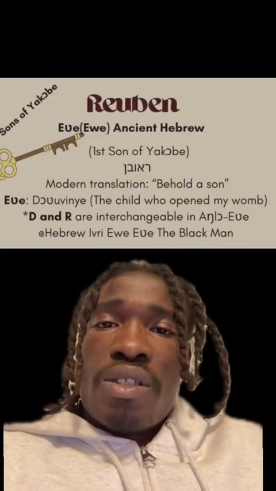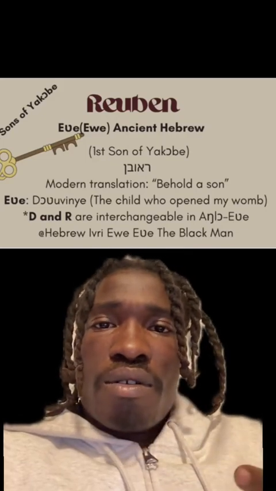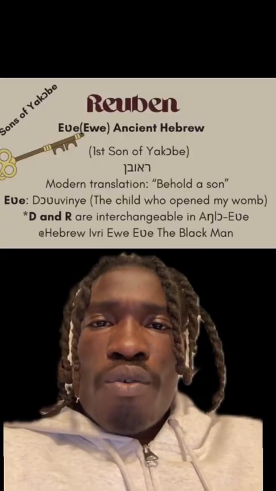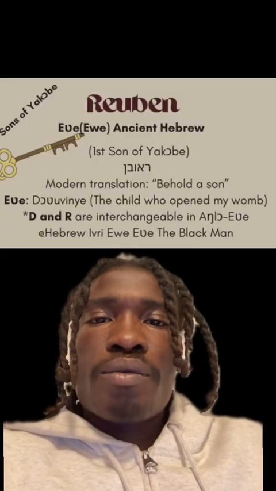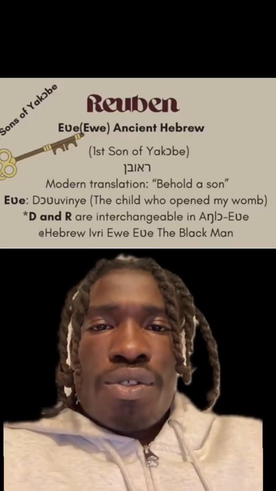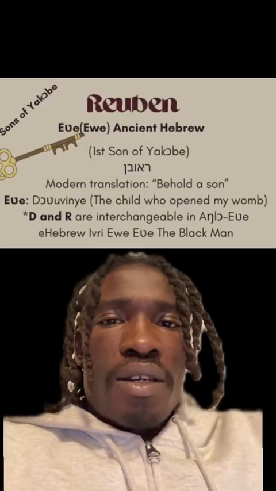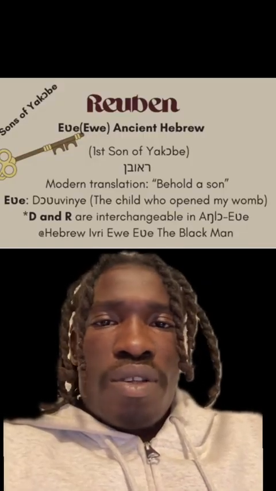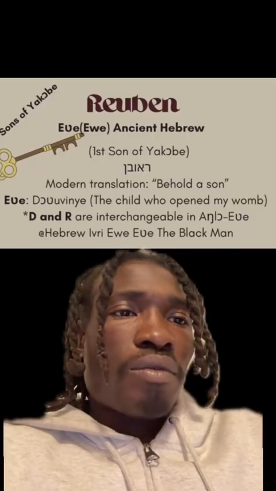I'm going to go over these names and I'm going to show you how to say it in its proper form. So the first name we're going to go over is Reuben. Reuben is the first son of Yaakov. Modern translations of the name Reuben say, behold, a son. But the scripture doesn't have any meaning or even a reference to behold a son.